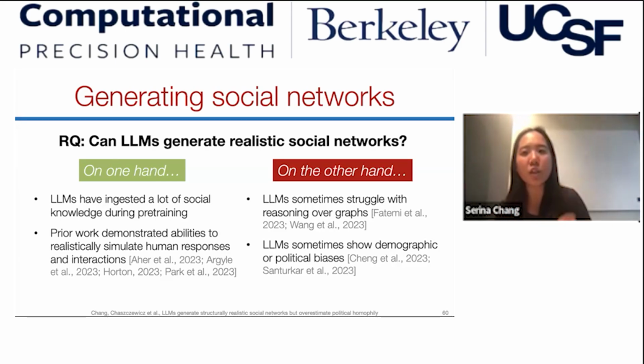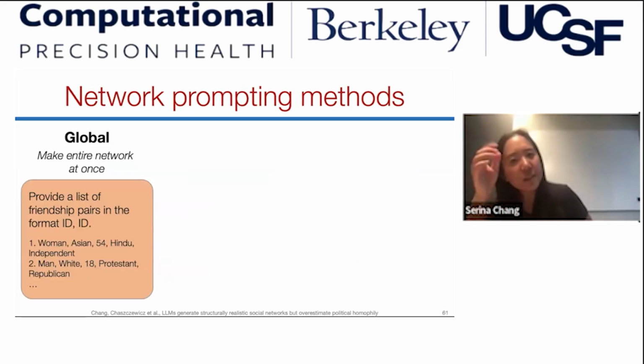And this can be a particular issue for social networks because demographics play such a large role in how social networks form. In particular, there's this property called homophily that you might have heard of before. It's basically saying birds of a feather flock together. It says people with similar traits or similar demographics tend to end up being friends. And so to test this question, we come up with 3 network prompting methods.